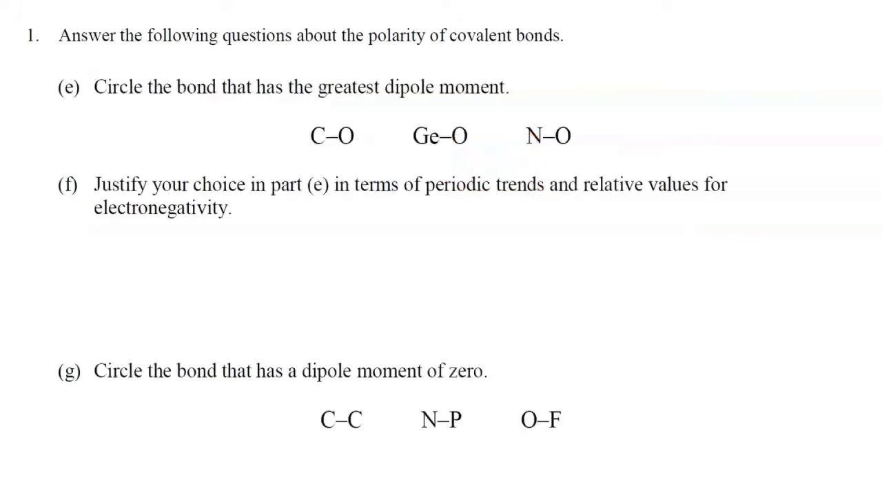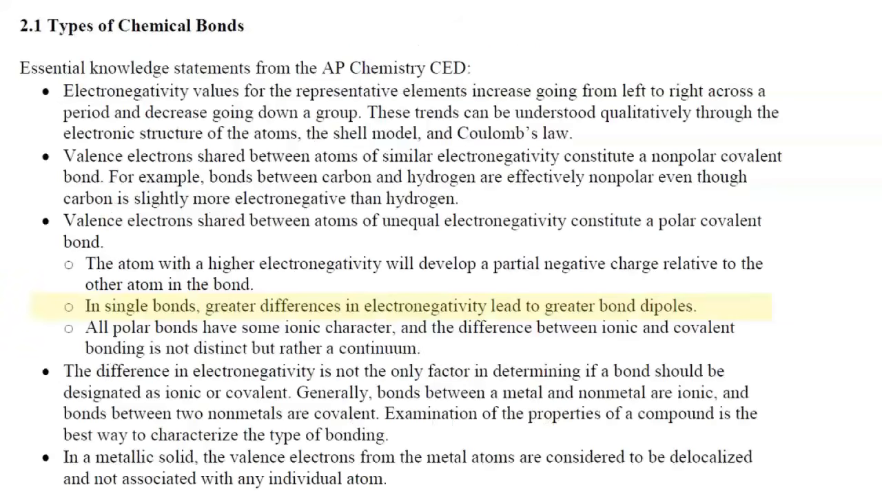All right, let's take a look at Part E. Circle the bond that has the greatest dipole moment. So in other words, which of these three bonds is the most polar? And then justify your choice in terms of periodic trends and relative values for electronegativity. So on this slide, you can see the essential knowledge statement that says, in single bonds, greater differences in electronegativity lead to greater bond dipoles. So that's what we're looking for.